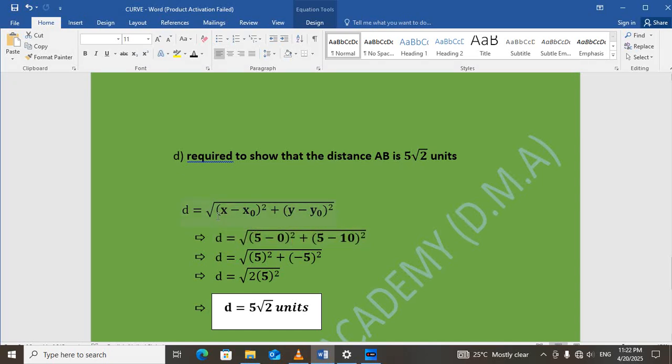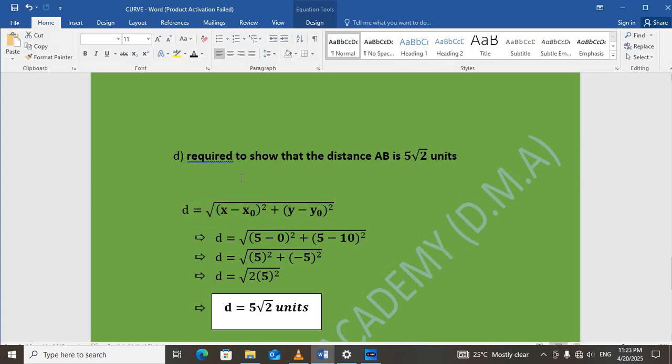Now this x can still be x2 minus x1. So it doesn't matter which one you are using, but here it's just that you use x0, and I mean that this is my x1. So if you do it correctly, you're going to have (5 minus 0) squared plus (5 minus 10) squared. And here you're going to have 5 squared plus negative 5 squared. And the answer will be 2 times 5 squared, and the final answer will be 5 root 2 units as required. So this is just how I came up with the answer, and it shows that the proof is really going.